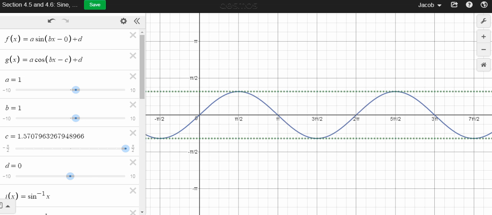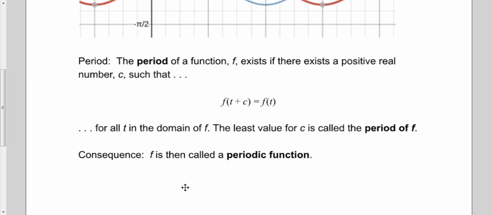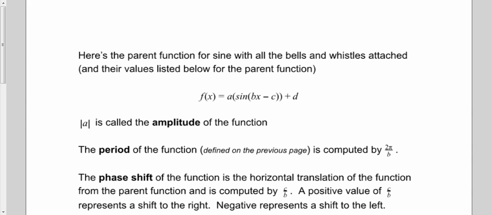Okay, so next page in our notes. Now, here's the parent function for sine. Doesn't look like a parent function because I've added all sorts of bells and whistles. Okay? Now, if this is truly indeed the parent function, then A is going to be 1, B is going to be 1, C is going to be 0, and D is going to be 0. Then that would just simplify to f of x equals the sine of x.